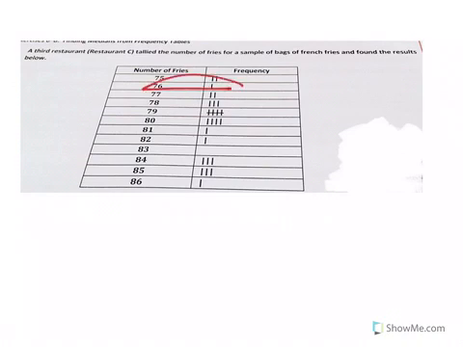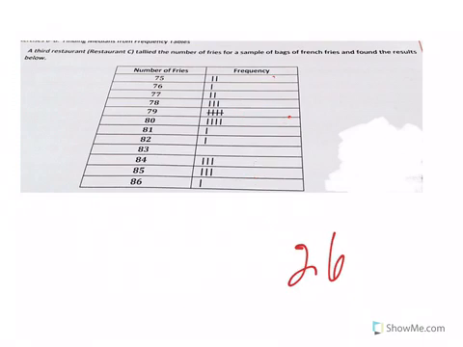So there were 2 bags of French fries that had 75 in them, right? So we have 1, 2, 3, 4, 5, 6, 7, 8, 9, 10, 11, 12, 13, 14, 15, 16, 17, 18, 19, 20, 21, 22, 23, 24, 25, 26. So they looked at 26 bags of French fries.